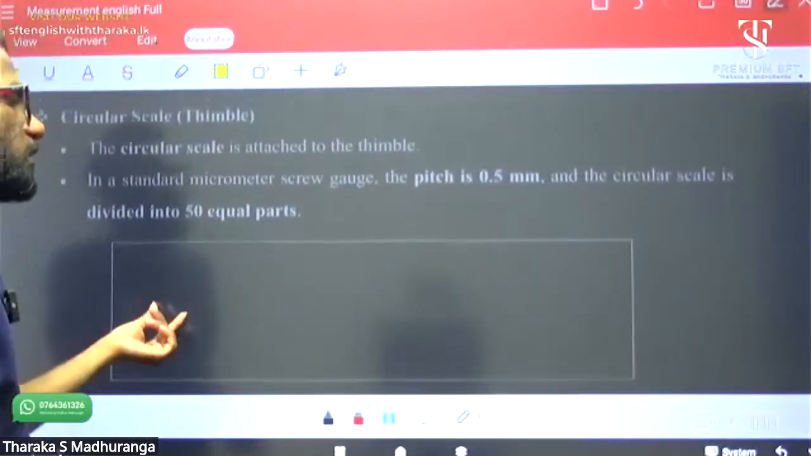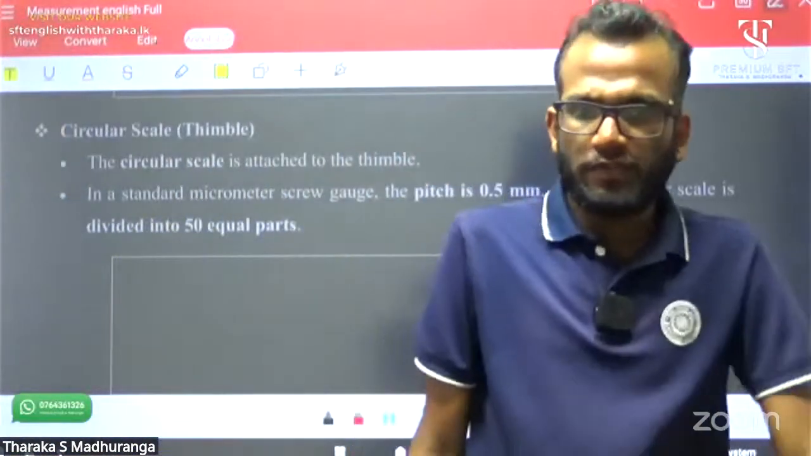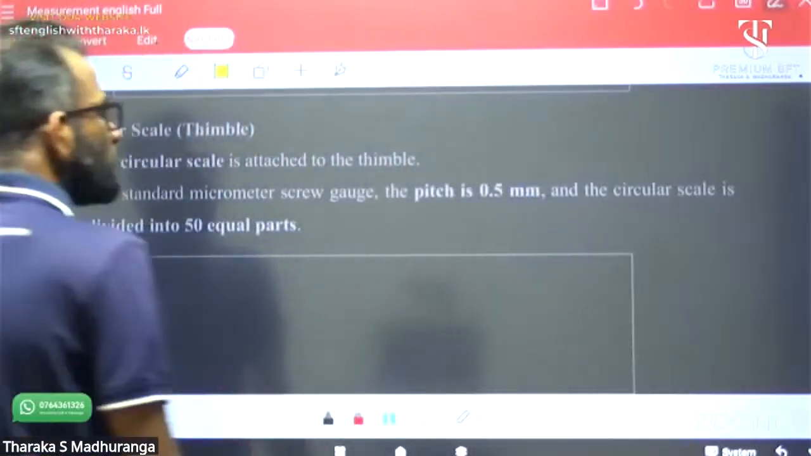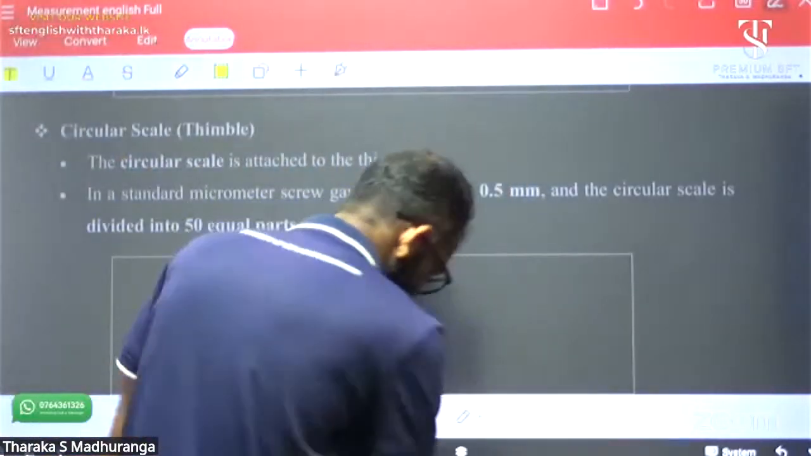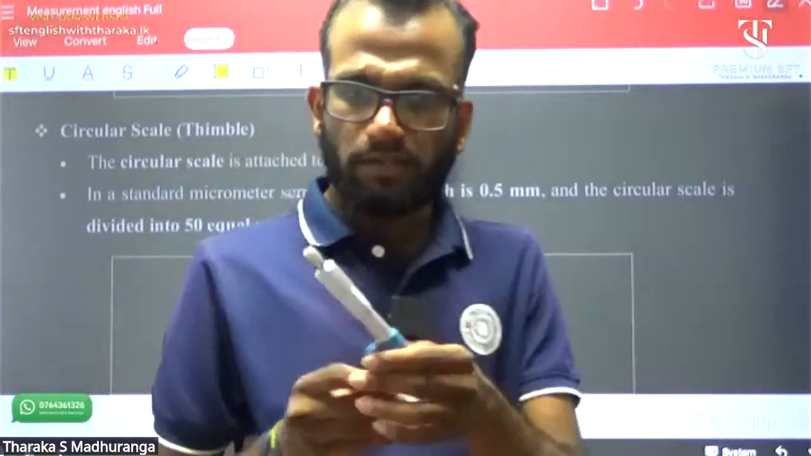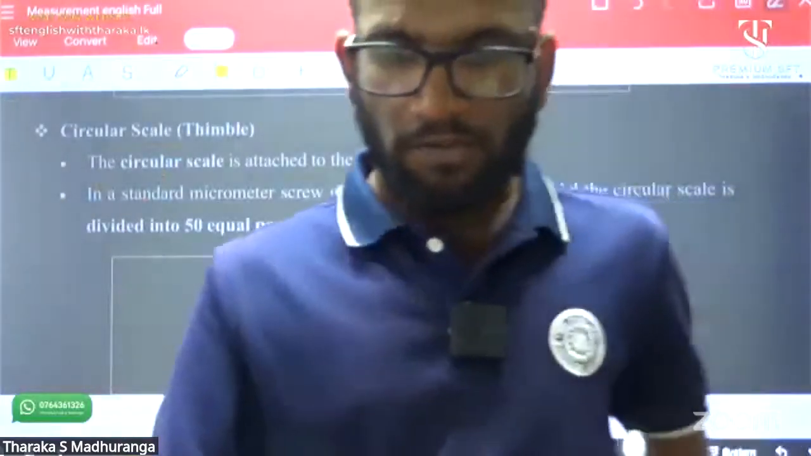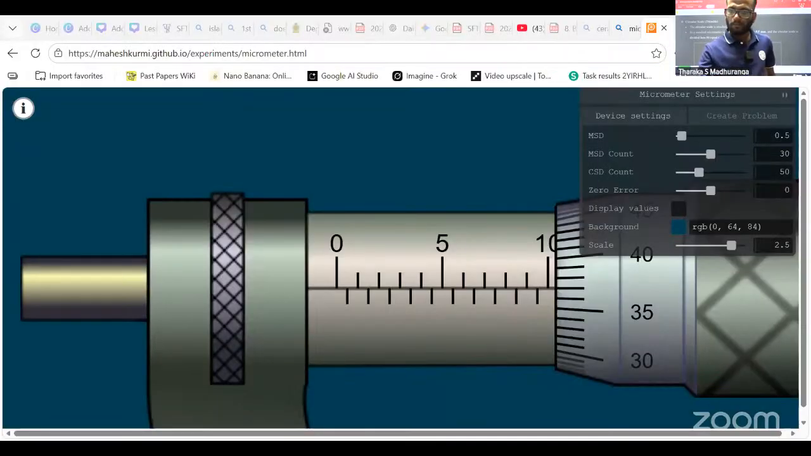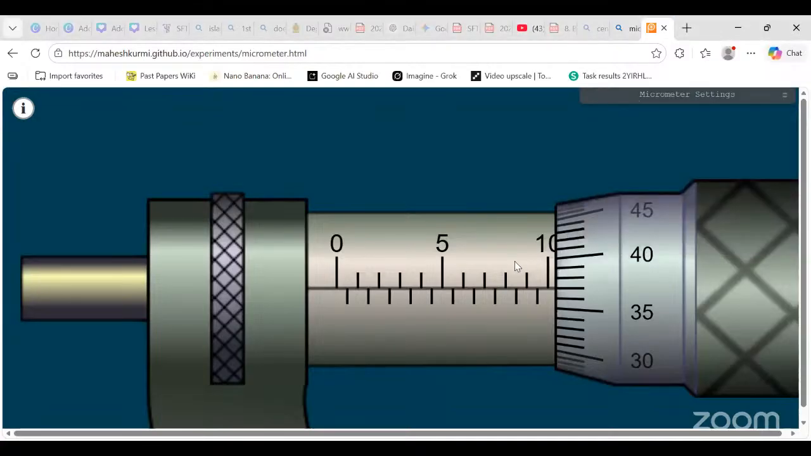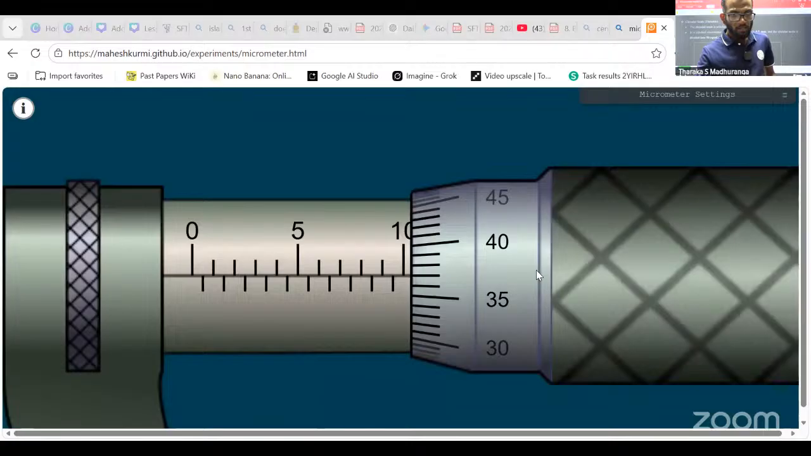Okay, circular scale. What do you think? How many parts are in the circular scale? Parts කීයක් තියෙනවද? පේන්නේ නැහැ මේකේ values මම. Okay, how many parts? I will show you virtually. How many parts in the circular scale? See this? 50 parts. Yes, very good.